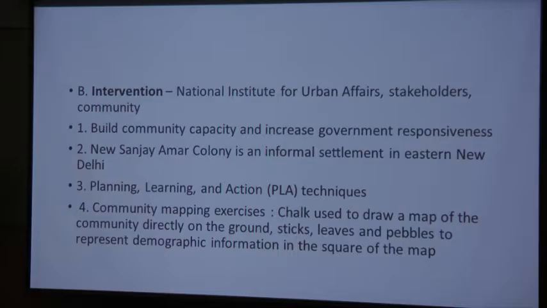So that was very remarkable, but also the materials that are used. Chalk was used to draw a map of the community directly on the ground, and then sticks, leaves, and pebbles were used to represent demographic information in the square of the map. A square represented a house or a unit, a stick represented a male, a leaf represented a female, and pebbles represented the children, okay? And this level of detailed demographic information was completely absent from any local source.